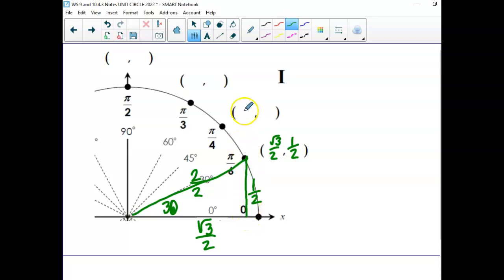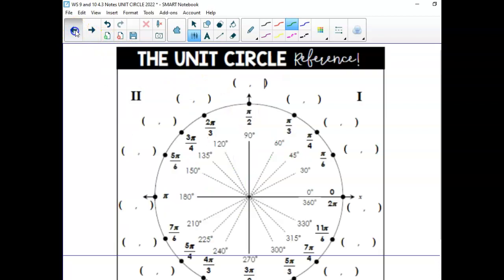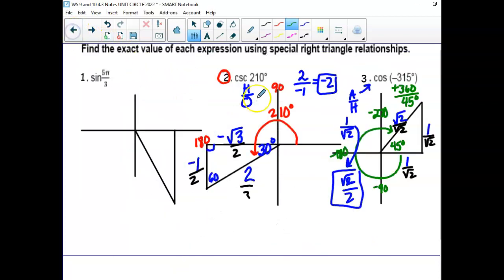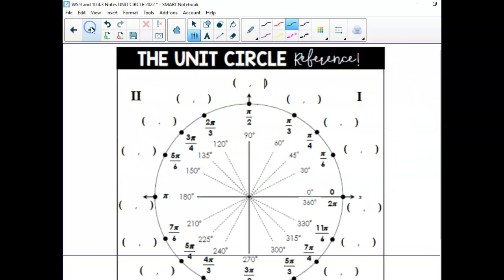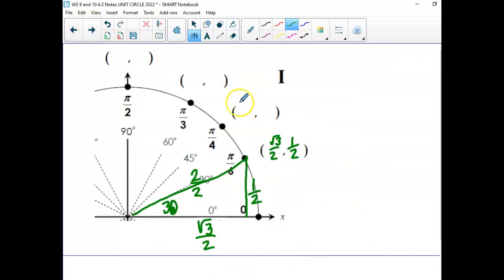What happened when we were at the pi over 4, though? We talked about this one here. Do you remember what this was? The cosine was square root of 2 over 2. So this is square root of 2 over 2 because we're at the 45. And if it's a 45/90, what's happening? The x and the y are the same. So this is also square root of 2 over 2.